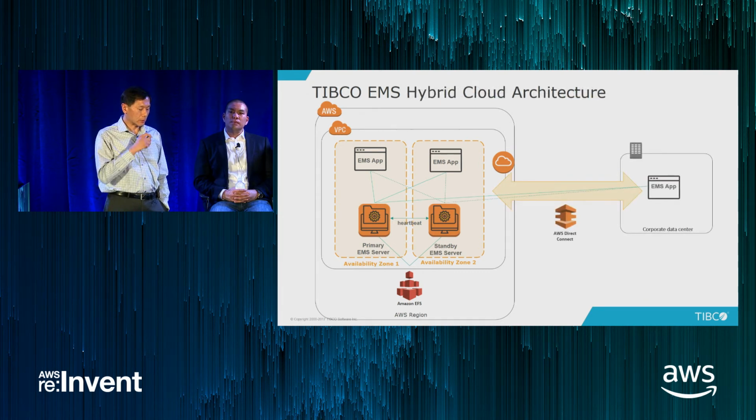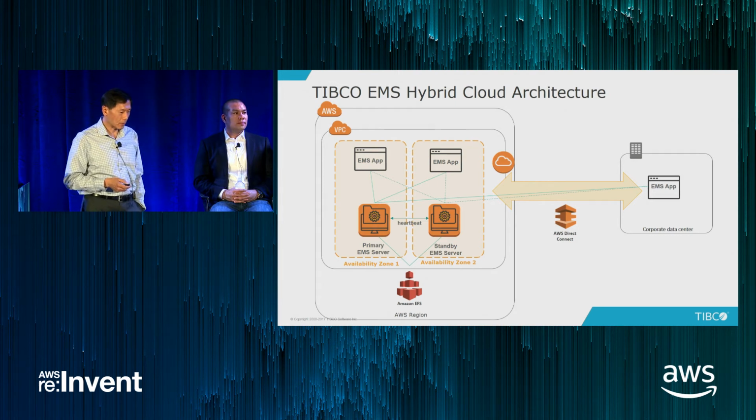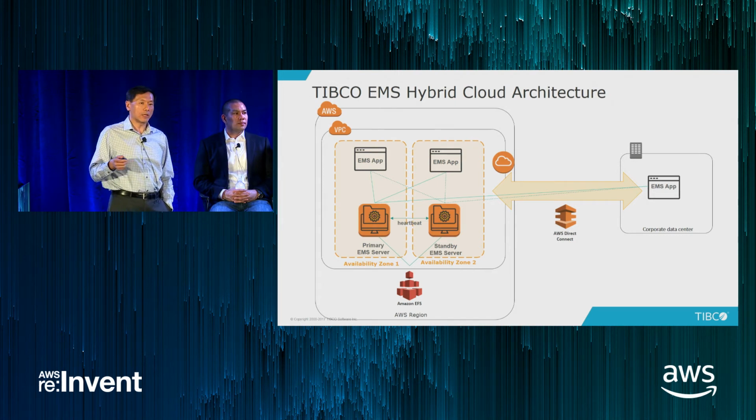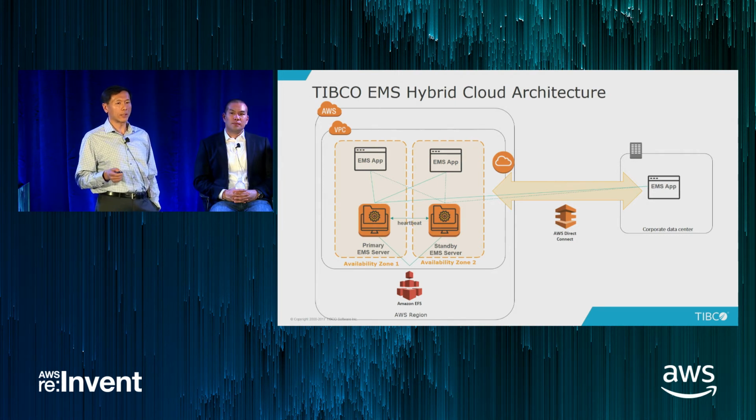Now, another important scenario for our customer is that some of them may be migrating their application or infrastructure onto AWS in phases. So some of their EMS applications will continue to run in their private cloud, on-prem, in their data center. With this hybrid cloud architecture, their applications can securely connect to the EMS infrastructure now running on AWS through AWS Direct Connect.